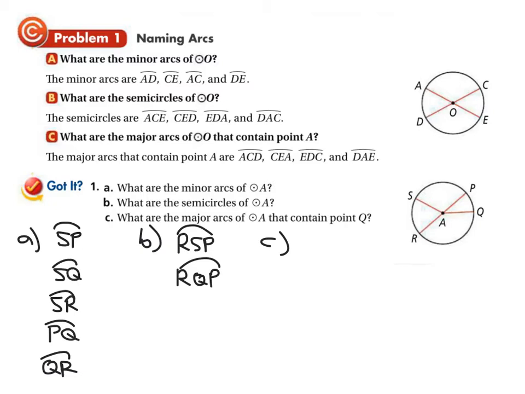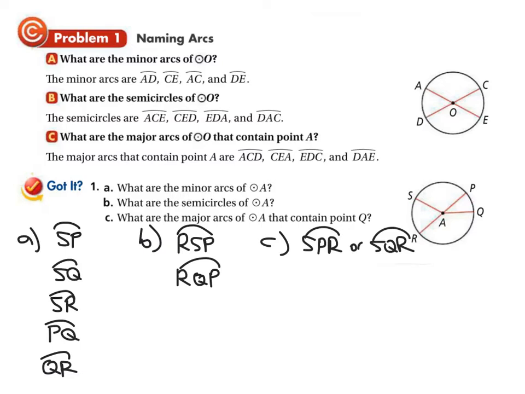Okay, what are the major arcs? Well, now we've got to go the long way around. So can we start at S? Let's say we start at S here. Going from S to P to Q is not far enough. We've got to go at least 180 degrees, so let's go S to R, but we've got to name one of these points. You can say SPR or SQR, because those are the same, going from S to R the long way with just naming a point in between.